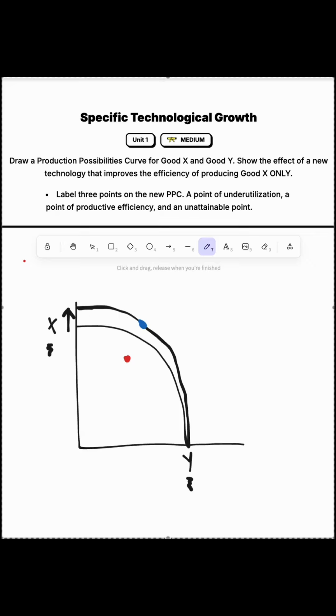The final point, an unattainable point, is one that lies beyond the current PPC, right? Regardless of how efficient we are, regardless of how well we use our resources, we simply cannot produce at this unattainable point yet. Of course, something could happen that makes that possible in the future, but right now, it's unattainable.